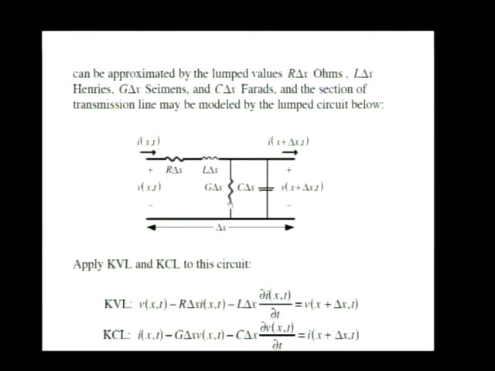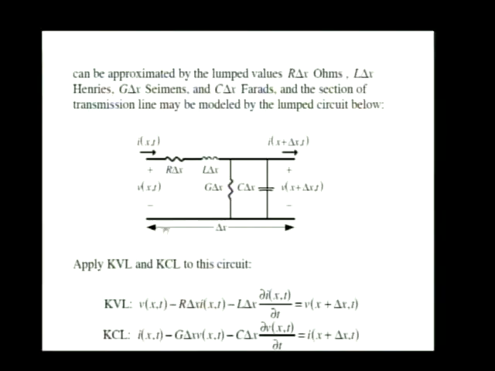Here's the conductance. You can think of that as being current leakage from one conductor to the other conductor through the imperfect dielectric between those two conductors. And the value of the conductance, G times delta x. Also, there's a capacitance between the two conductors on the transmission line. And the appropriate value of the capacitance to use in this lumped circuit approximation would be C times delta x.